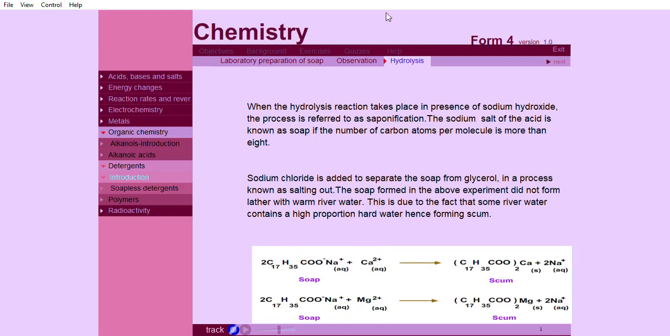The sodium salt of the acid is known as soap if the number of carbon atoms per molecule is more than 8. Sodium chloride is added to separate the soap from glycerol in a process known as salting out. The soap formed in the above experiment did not form lather with warm river water. This is due to the fact that some river water contains a high proportion of hard water, hence forming scum.